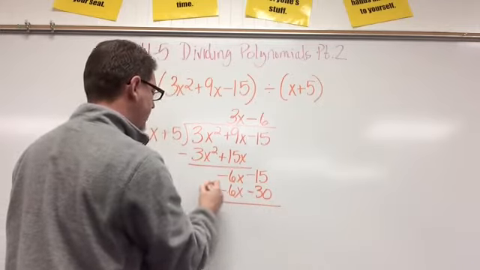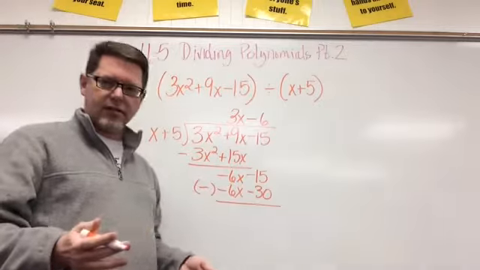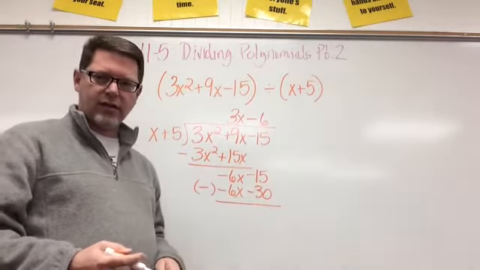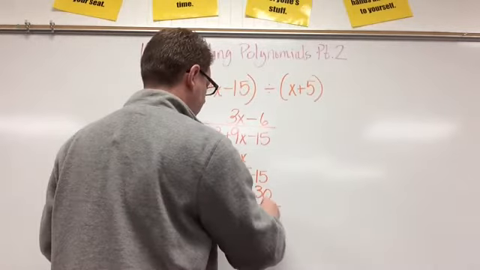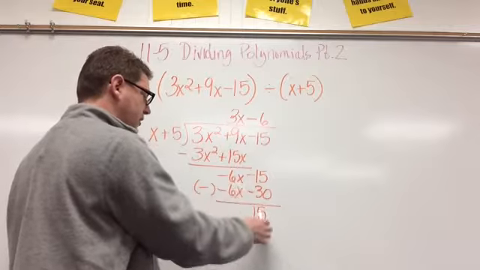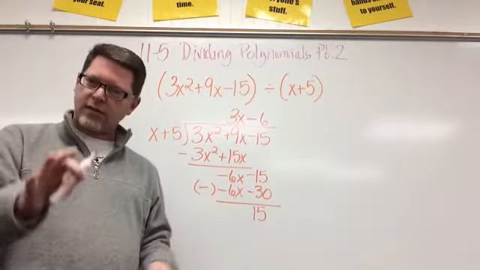Again, I'm going to subtract these, and I know that negative 6x minus negative 6x is 0, and negative 15 minus negative 30 is positive 15, because a negative minus a negative would be negative 15 plus 30, which would be 15. If you don't trust me, use a calculator. If you need to use a calculator, use a calculator.